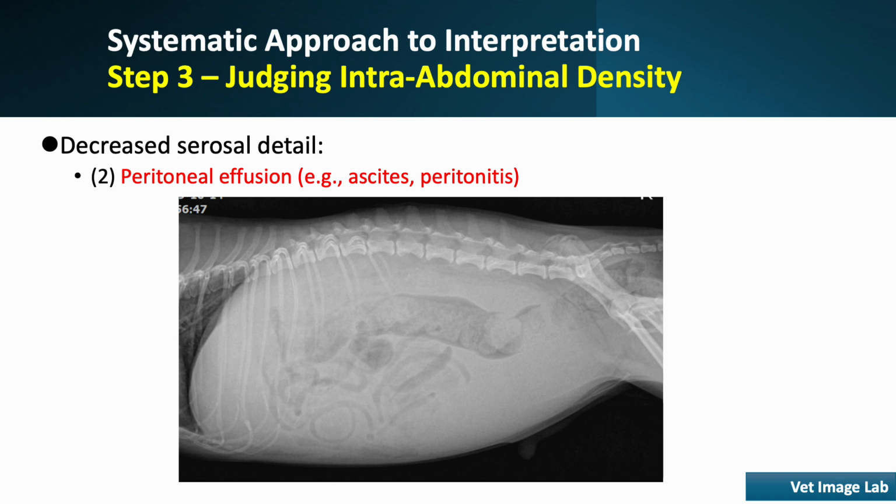Unlike fat deficiency, which results in gradually reduced contrast, fluid tends to cause a more uniform soft tissue opacity, making all abdominal structures look hazy, like this dog having a large amount of peritoneal fluid. So, remember, if serosal detail is poor, the first question you should ask is, is this due to a normal lack of fat, or is there an underlying pathological process, like effusion?